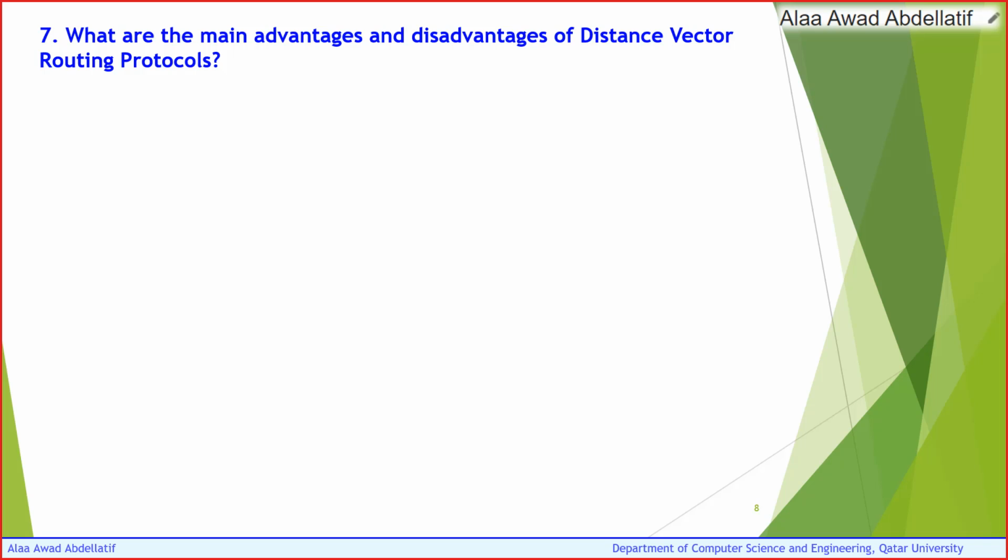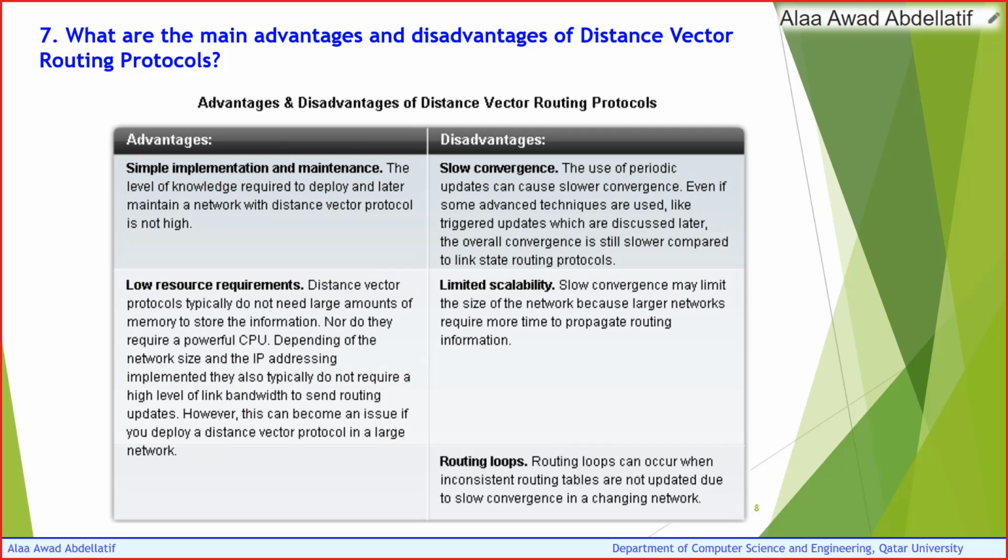What are the main advantage and disadvantage of a distance vector routing protocol? Now, inside the distance vector routing protocols, we need to make another comparison. For distance vector routing protocols, the main advantages are simple implementation and maintenance, because we generate an incomplete or local view of the network. So we don't generate a global view. So it's simple implementation and low resource requirement, because we don't have to build a complete view of the network or a complete database.